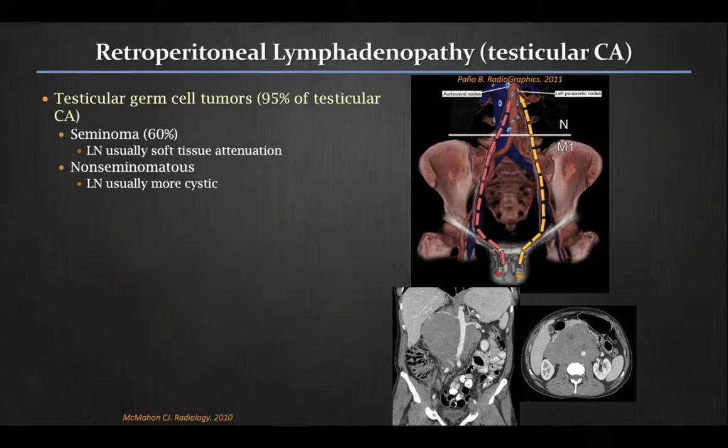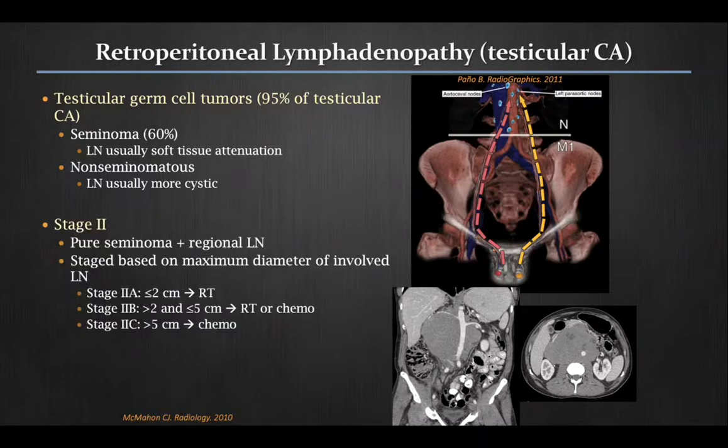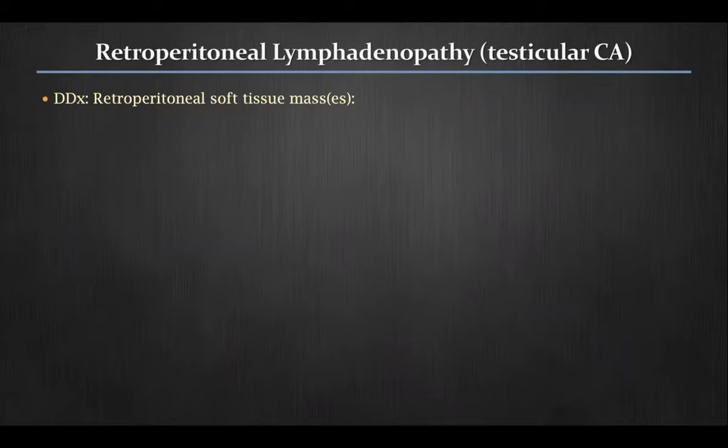Most of these tumors are germ cell tumors, of which seminoma is the most common, followed by non-seminomatous. Those classically have cystic or necrotic lymph node metastases. Staging is based on the maximum diameter of the involved lymph nodes with size less than 2 centimeters, between 2 and 5 centimeters, and greater than 5 centimeters, the cutoffs between 2A, B, and C.